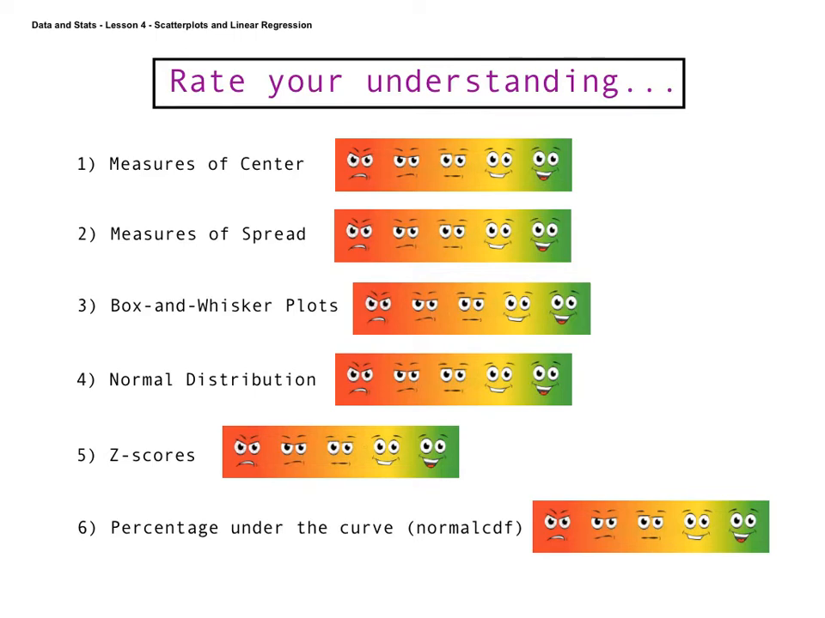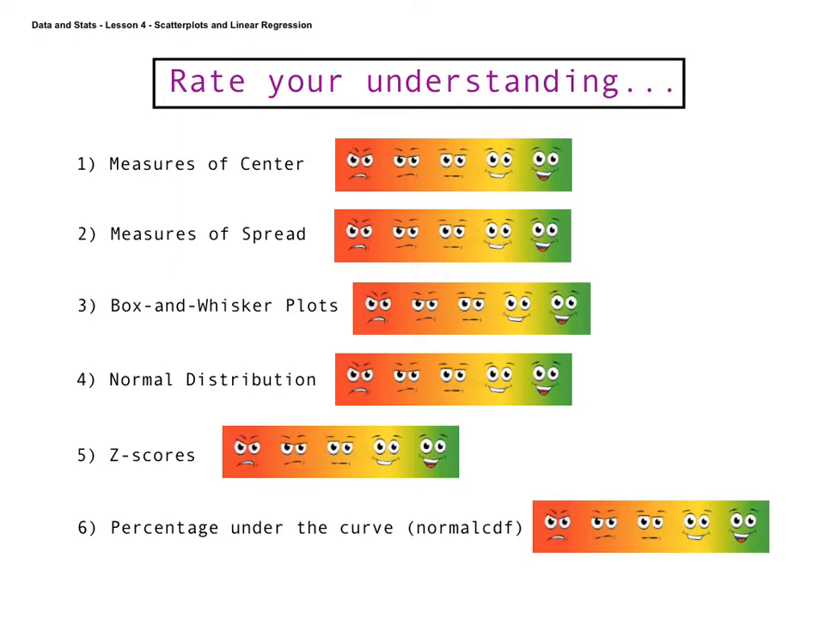Z-scores would be the same thing. You're finding partial standard deviations and putting those numbers into your calculator to find area under the curve. And then number 6, using the normal CDF, percentage under the curve. Go ahead and rate yourself. These are all topics that are going to be on the test.